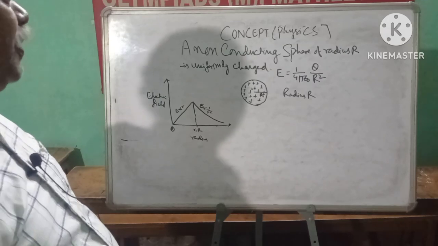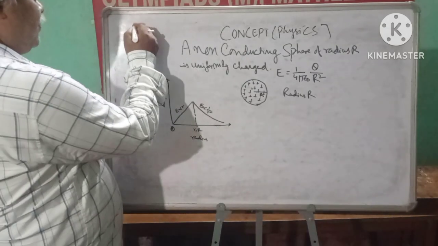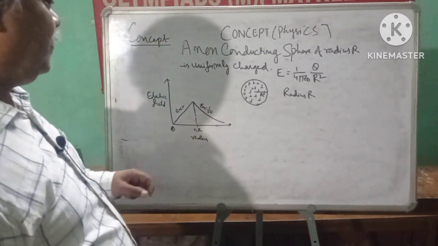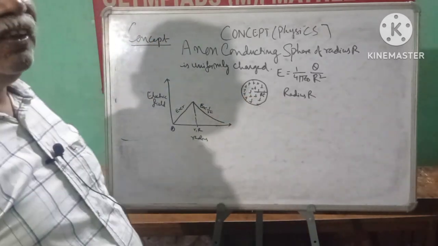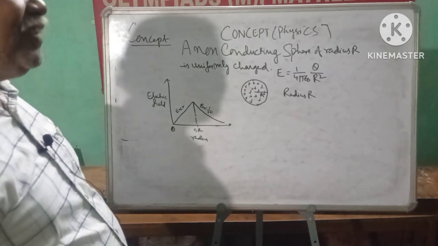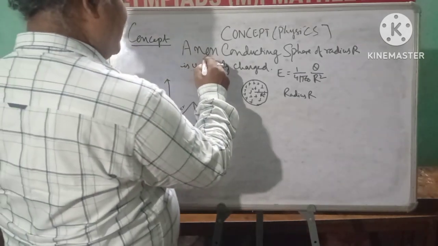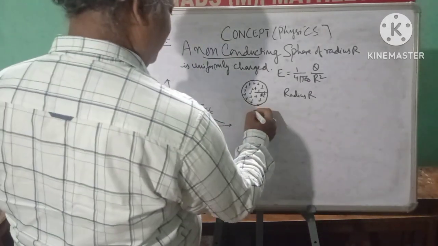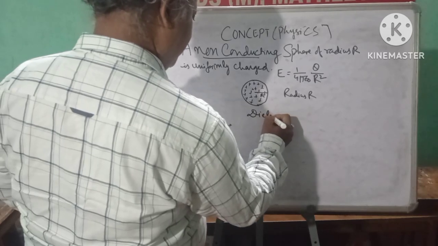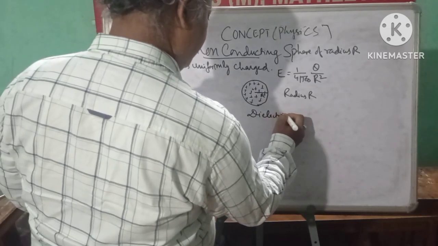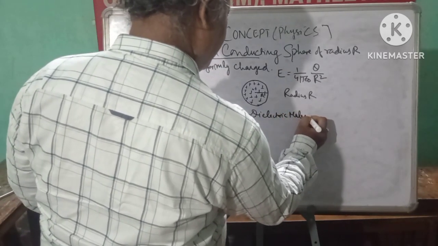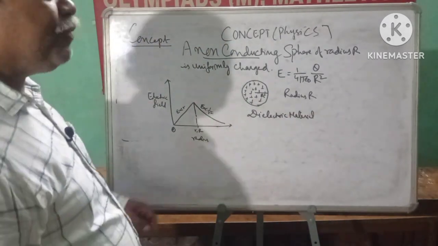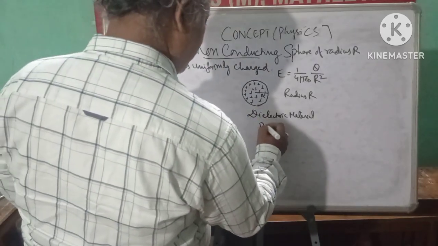What is the concept here? You may feel, how can there be a charge inside a solid sphere? This is possible because it is non-conducting, so it is an insulator. Think of dielectric materials. They are also insulators, but they get polarized.